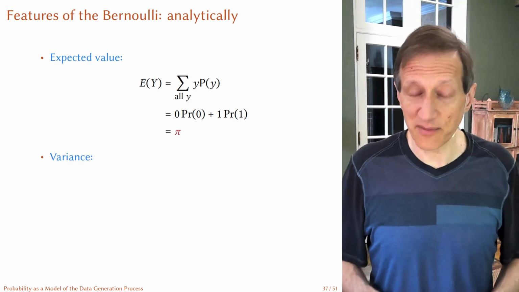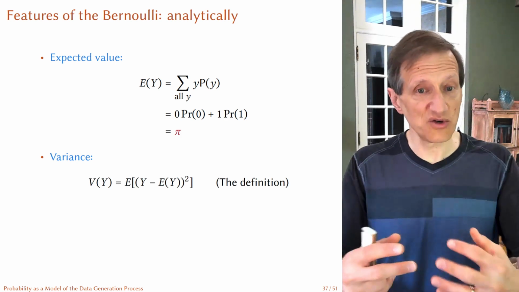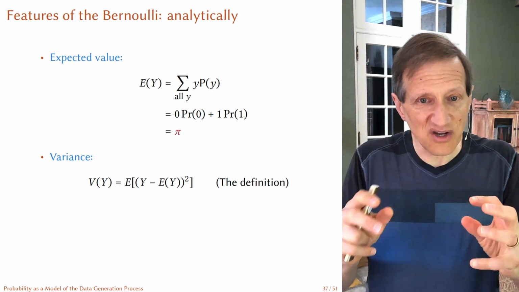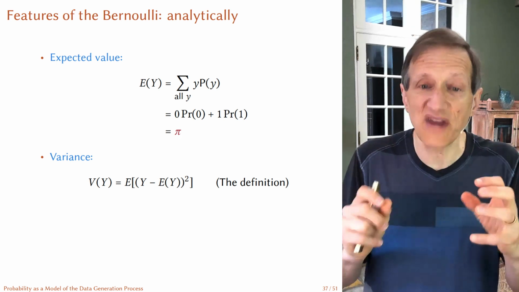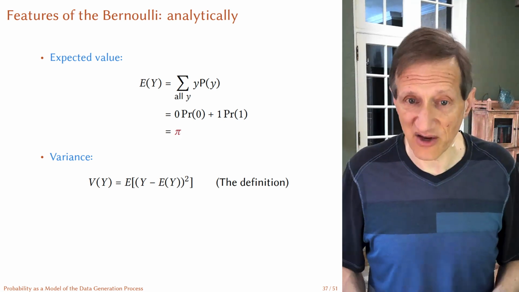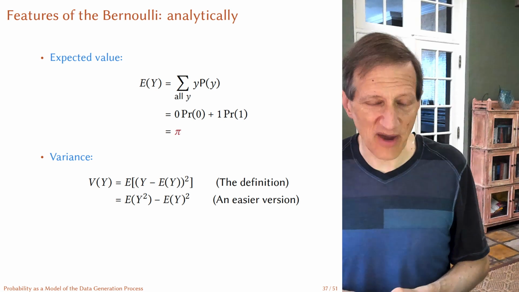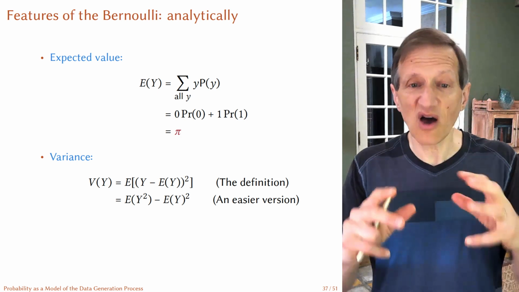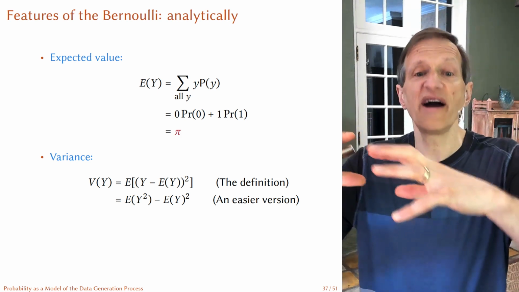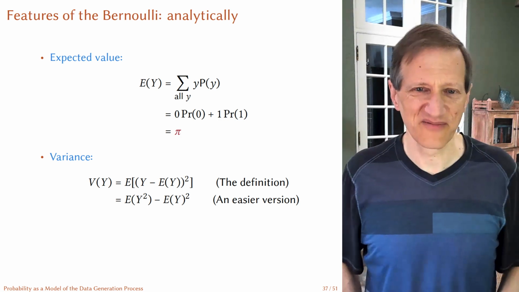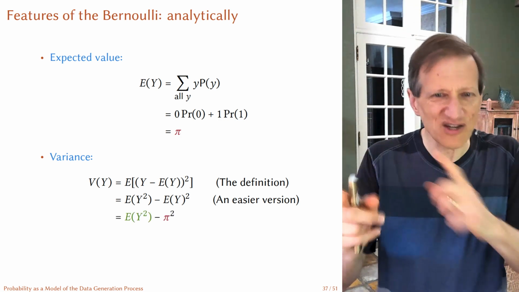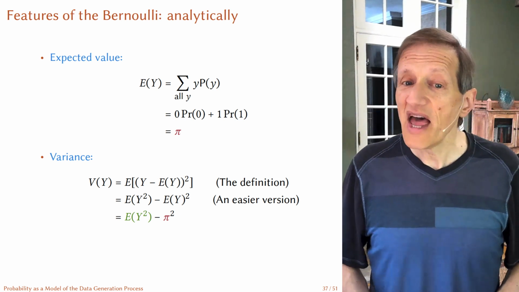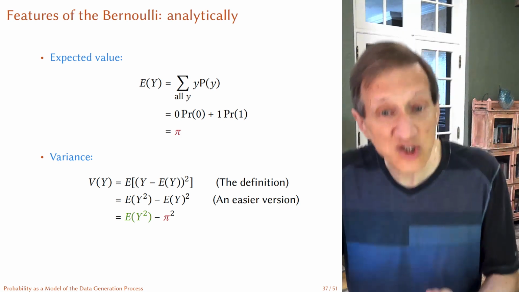Okay, what's the variance of a Bernoulli? First we'll use the official definition of a variance. The variance is the expected value of the squared deviation between y and its expected value. It's easier to write down by a little derivation. The variance is equal to the expected value of y squared minus the expected value of y, quantity squared. All we need to do is calculate each of those things. The second one we already know. The expected value of y is pi. It's at the top of the page.